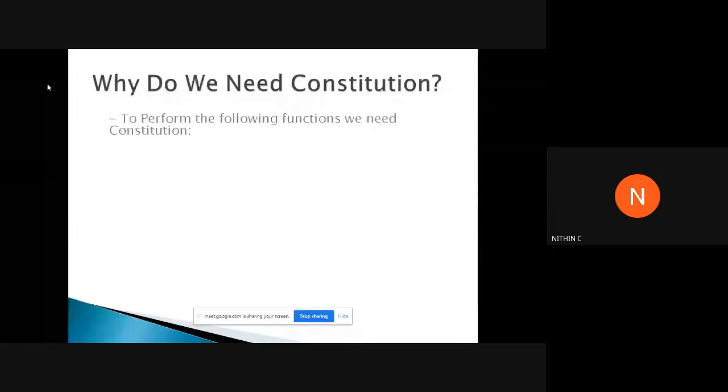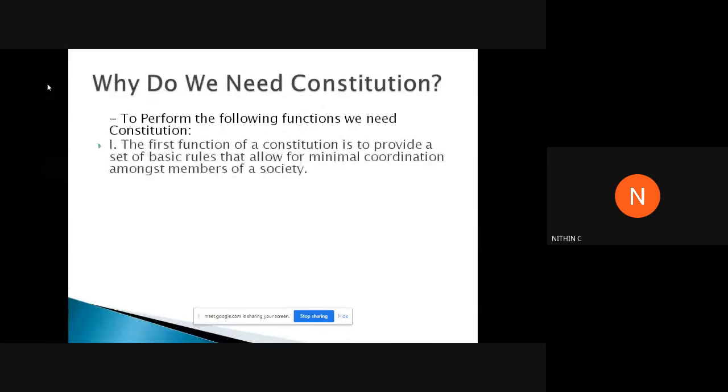To perform the following functions, we need a constitution. The first function of a constitution is to provide a set of basic rules that allow for minimal coordination among members of a society. As we said at first, a set of rules based on which a state or government functions is called a constitution. We said this during the first definition. The first function is to provide a set of basic rules that allow for minimal coordination among the members of a society.